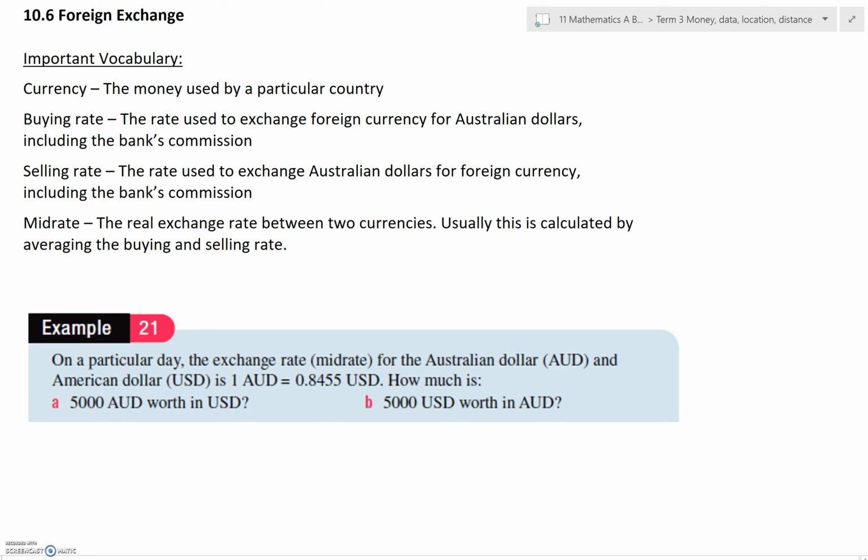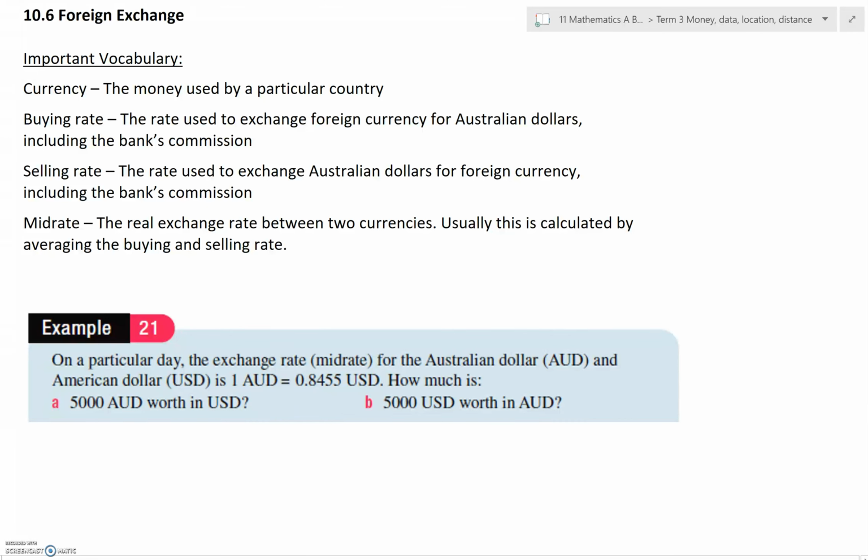In Australia, obviously it's Australian dollars. There's different currency exchange rates that are quoted, and we're going to work with a few. So there's a buying rate, which is the rate used to exchange foreign currency for Australian dollars. So in other words, the amount it would cost us to buy foreign currency with Australian dollars, and it includes a commission by the bank or the business, whoever is exchanging it, because it's not just banks that do this.